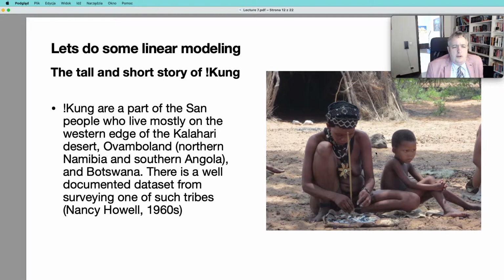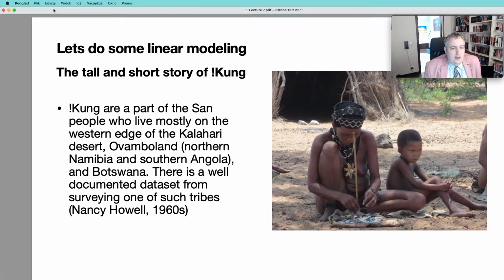Of course, different data sets are also okay, but this gives us at least a certain practical approach, because this is something that actual anthropologists do when modeling. So we have the Kung people tribe measured in the 60s. We have a group of people. So let's do some modeling.